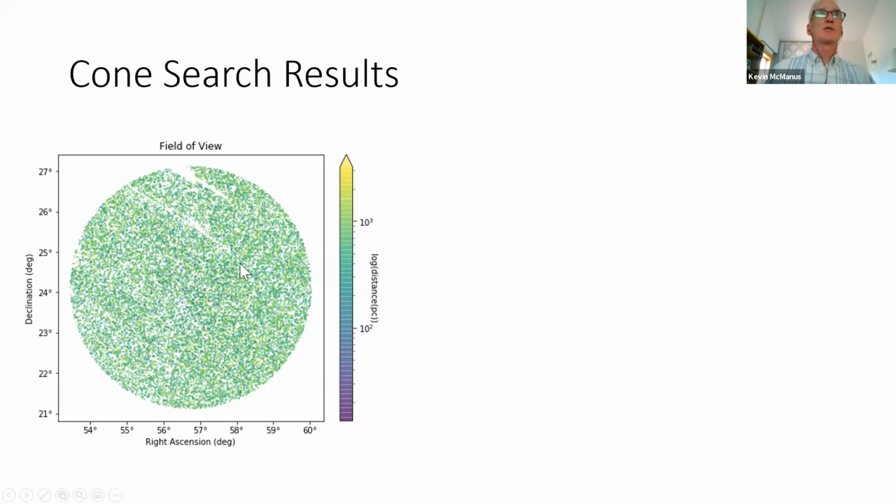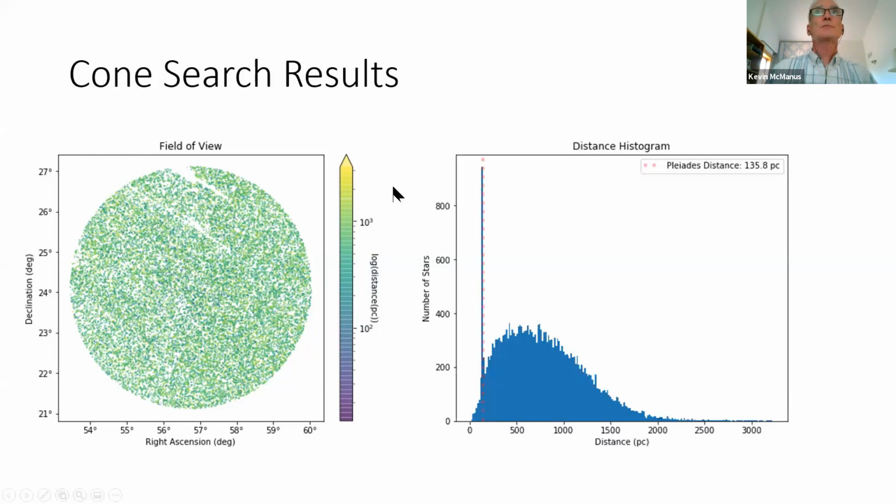Another thing to notice about this graph is that it's mostly green. And if you look on the little scale over here, green corresponds to a little bit less than 1,000 parsecs away. And if you look really close, you can see some blue dots scattered in there. And the blue dots are going to correspond to distance measurements that are less than 100 parsecs away. So speaking of distance, let's take a look at a histogram of the distance of these individual star members.